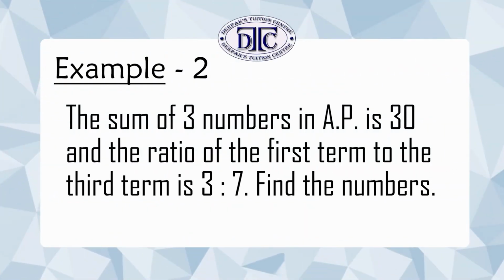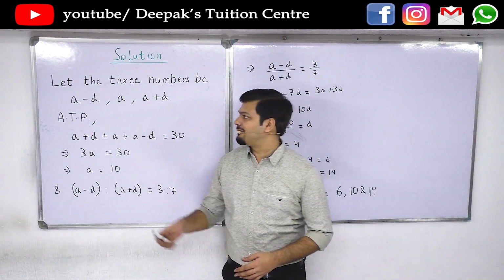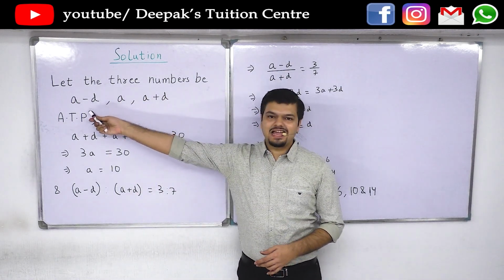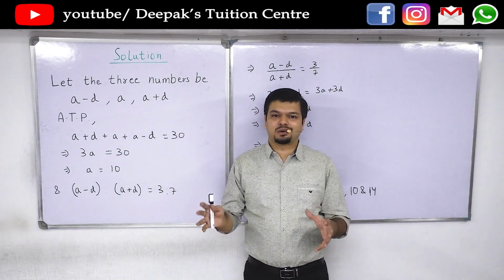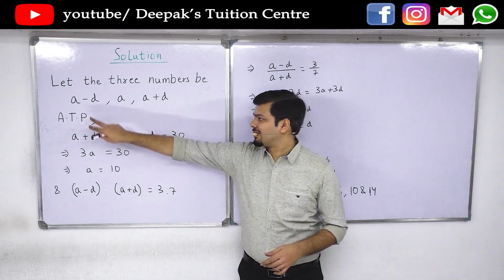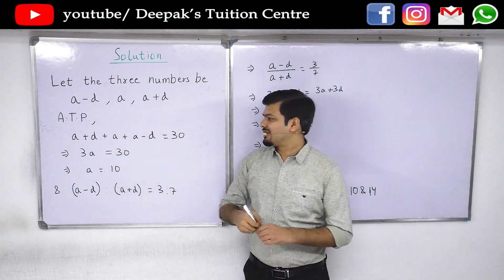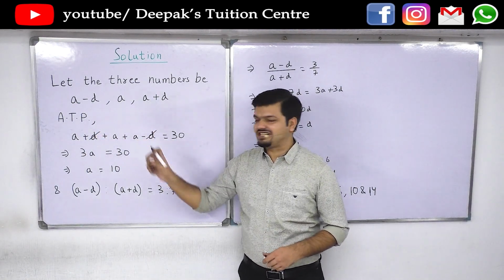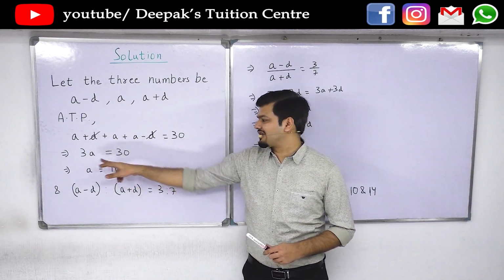The sum of 3 numbers in an AP is 30 and the ratio of the first term to the third term is 3:7. Find the numbers. Because the total of 3 numbers in AP is given, we will take those 3 numbers. Let the 3 numbers be A minus D, A, A plus D. According to the problem, the total of the three must be 30. So A plus D plus A plus A minus D is 30. The plus D and the minus D cancel out, so A plus A plus A, that is 3A, is 30. So what is the value of A?